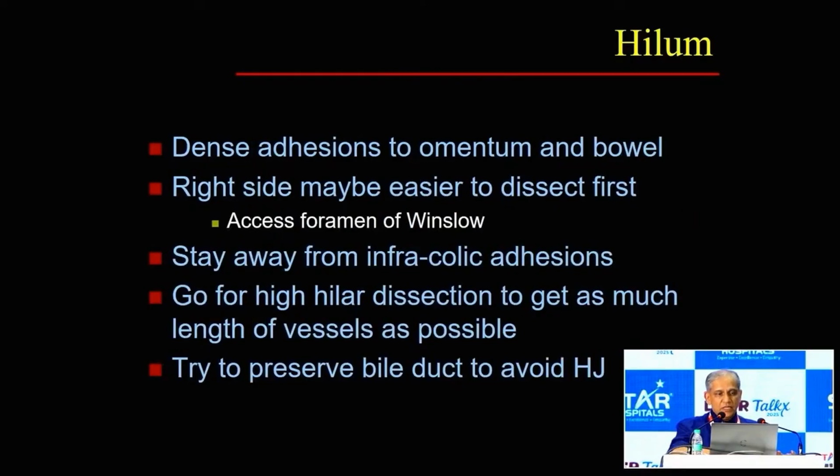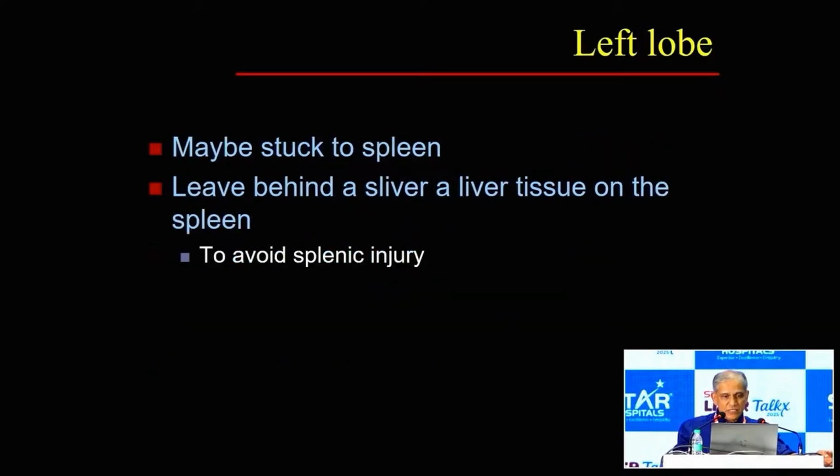At the hilum, dense adhesions to the omentum and bowel are very, very common. So it's often easier to come from the right to left because you can access the foramen of Winslow and then slowly get to it. Stay away from the infracolic adhesions as much as possible, and go for the hilar dissection again as high as possible, very close to the liver, because you need to get as many vessels as possible for your implant later on. Even for the bile duct, it's not a must that we go for a Roux-en-Y hepaticojejunostomy. We can do duct to duct, and if possible, I would prefer to go for that. So for the duct as well, try to preserve it as a vascularized duct as high as possible.